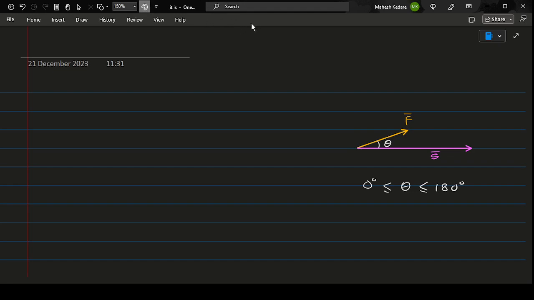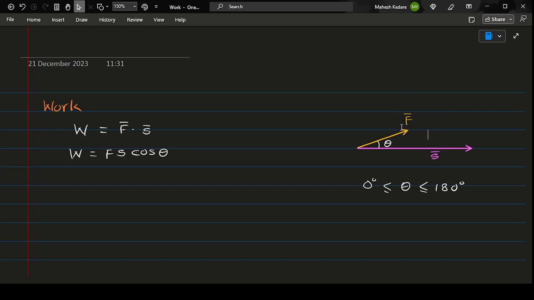Then, we know that work done by this force is given by the dot product between force vector and displacement vector. We denote work done by W, and it is equal to the dot product between the force vector and displacement vector. That is, work done is equal to force times displacement times cos theta. This is the work done by a force when it remains constant throughout the displacement, with constant magnitude and fixed direction.